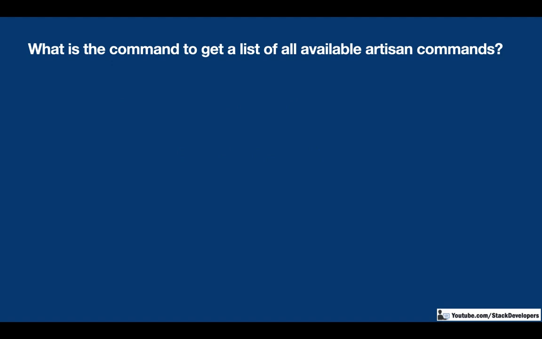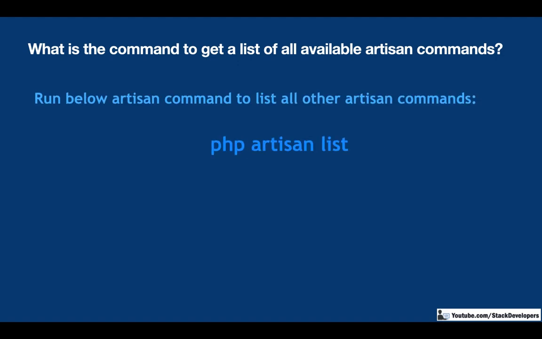What is the command to get a list of all available artisan commands? Sometimes we are required to find other artisan commands. We forget some of the artisan commands that we need to use for our project, and for listing all the artisan commands, the command that we need to give is php artisan list. This is the command to display all other artisan commands that we want to use. We will get the complete list from where we can simply choose the command that we want to give. So that is php artisan list.